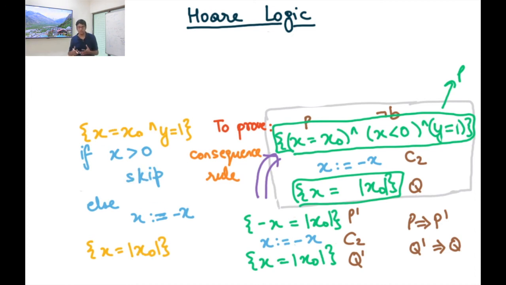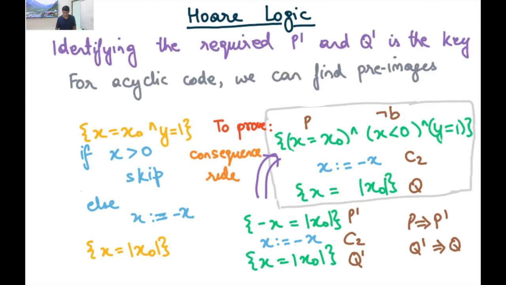So this way we have been using the four rules. The consequence rule was important here. Actually in this example we didn't really use the composition rule. In this example, we used the assignment axiom, the if then else rule, and the consequence rule to be able to construct this particular Hoare triple. So, in general, identifying the required P prime and Q prime is the key.